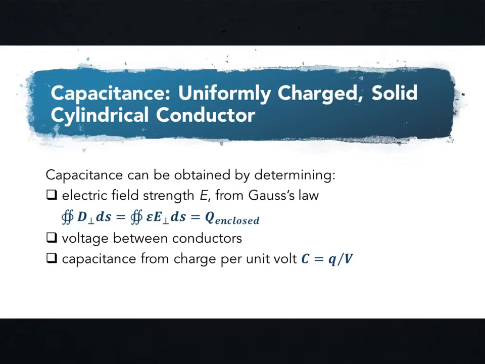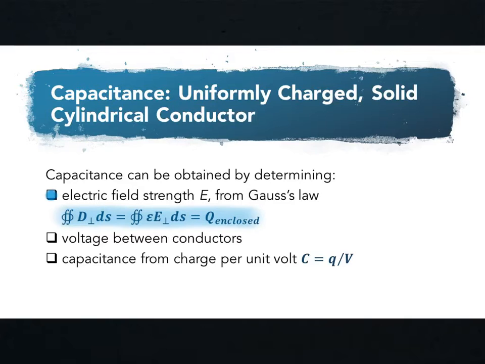Okay, capacitance can be obtained by determining the following. First, the electric field strength E from Gauss's law. This Gauss's law is simply stating that the total electric flux leaving a closed surface equals the total charge that is within the volume enclosed by the surface.